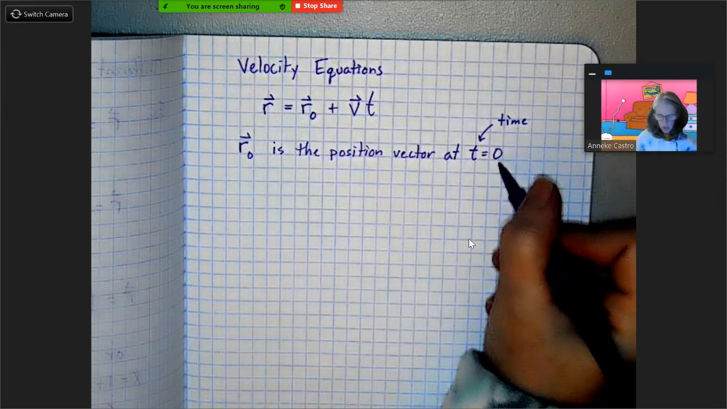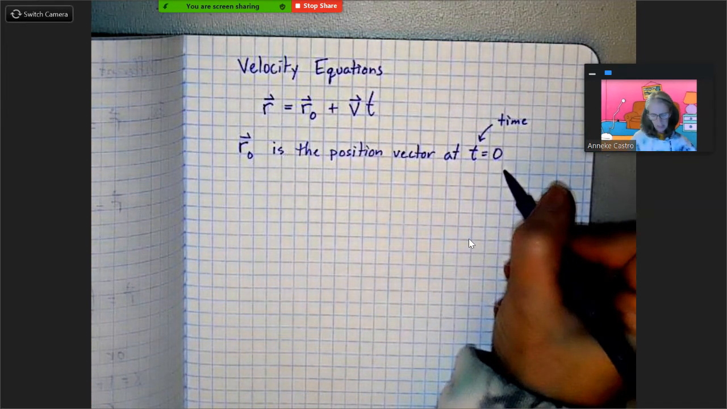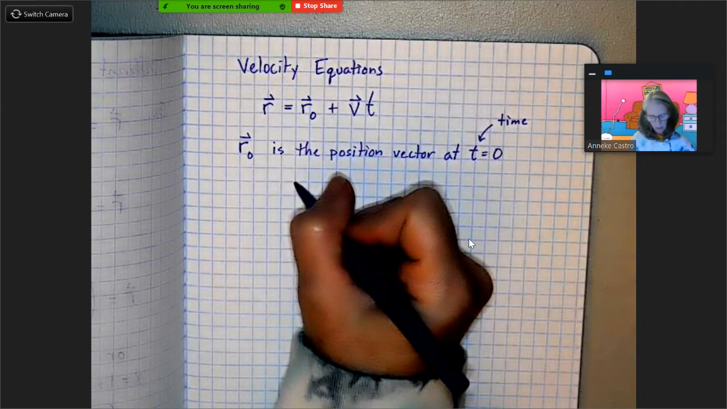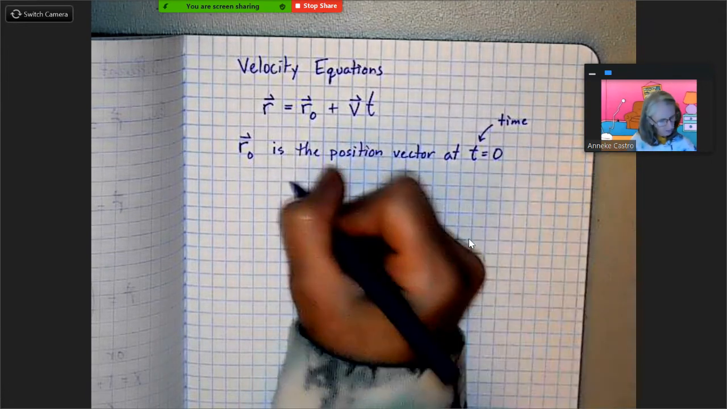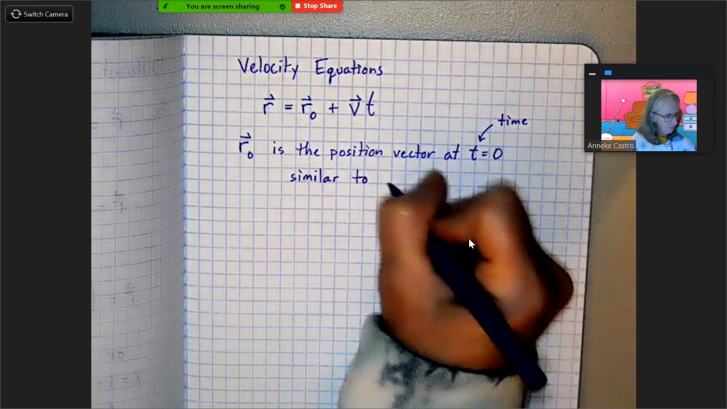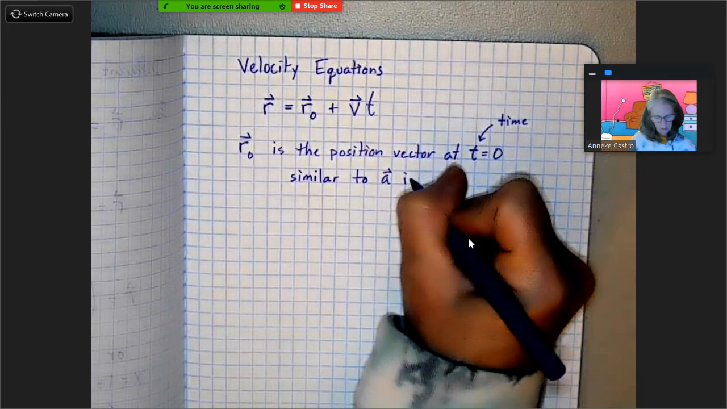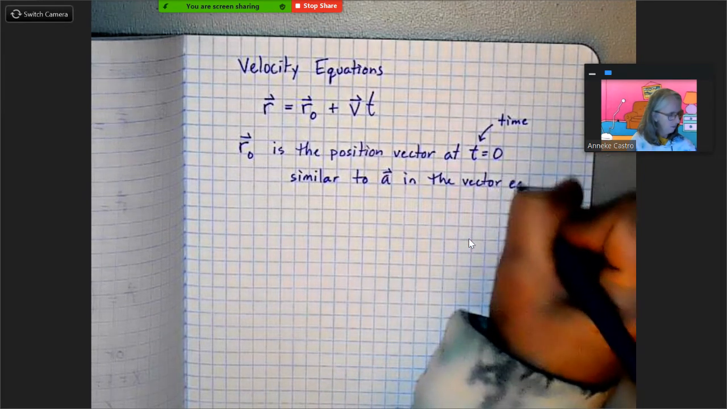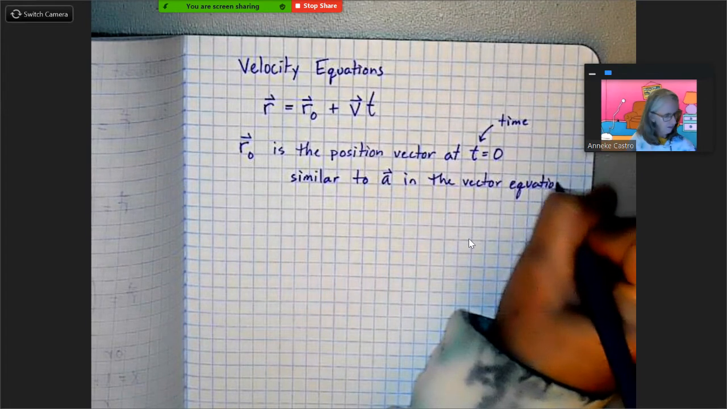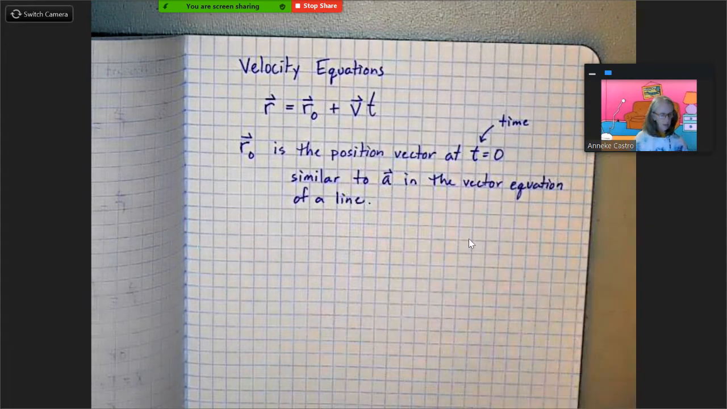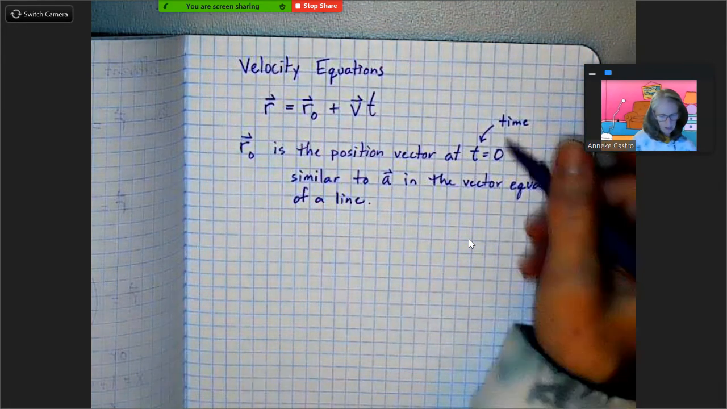Okay. So this is its starting position, and it's very similar to the vector a in the vector equation. All right, it's the position vector at time 0. So basically where your object is starting. Okay, so starting position.